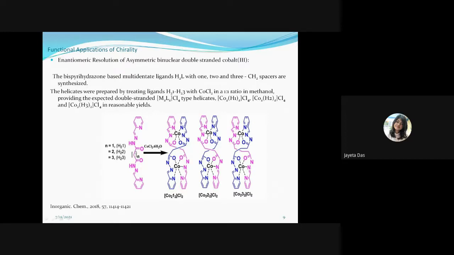Here there is a CH2 type of spacer, and if there is one CH2, then this will be H2L1 type of ligand, and if n equals 2, meaning two CH2 are present, then it is H2L2 type of ligand. And if there are three CH2, then that ligand will be H2L3 type. Okay, so reacting with CoCl2, it can form three different types of helicates, and these are delta-delta type, lambda-lambda type, and delta-lambda type.